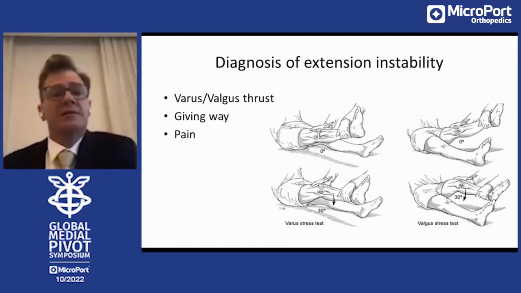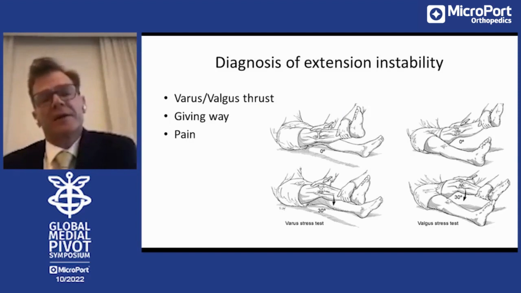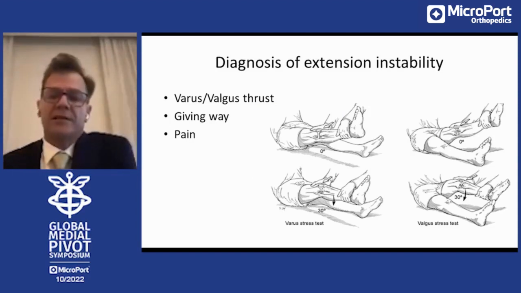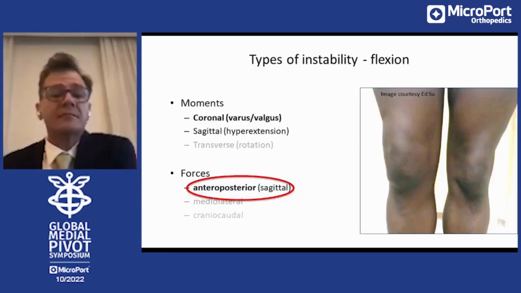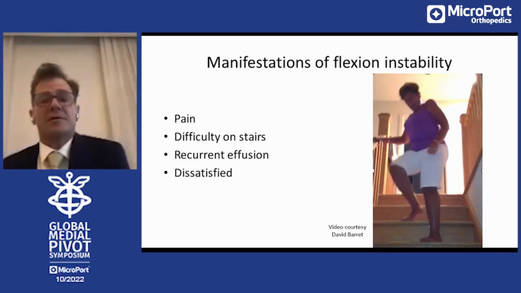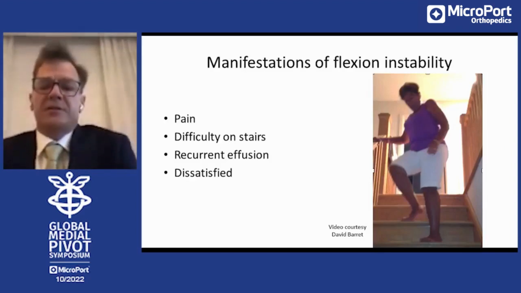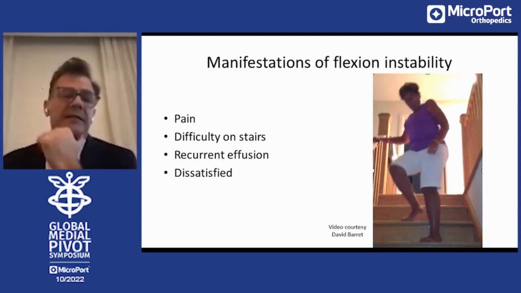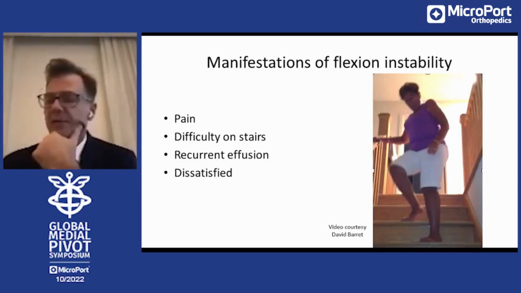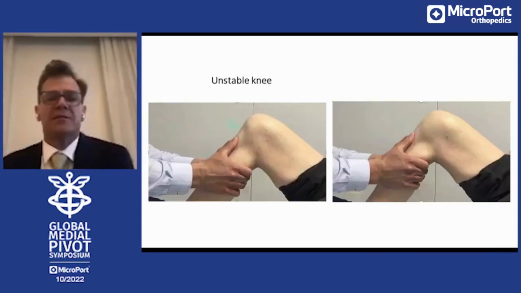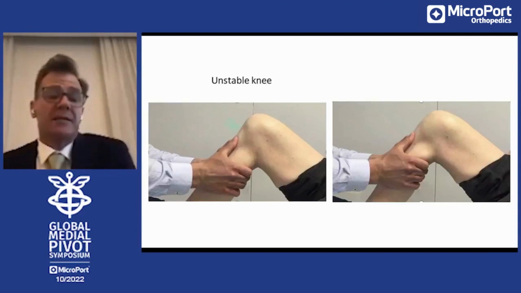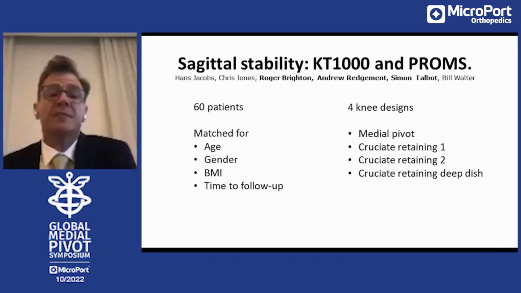The diagnosis of instability, we can see patients with a valgus or varus thrust. We can assess the coronal plane, valgus and varus. But for anterior-posterior stability, the manifestations are a little bit different. We see patients that are uncomfortable going up and down stairs, as an example. They may have recurrent effusions and they're dissatisfied. And we can assess the unstable knee with an anterior draw test after a knee replacement.